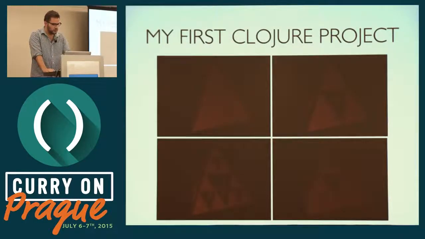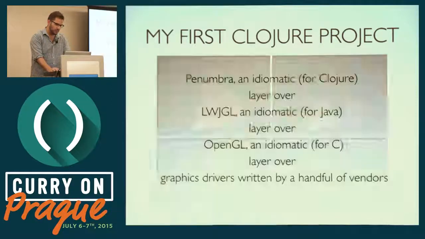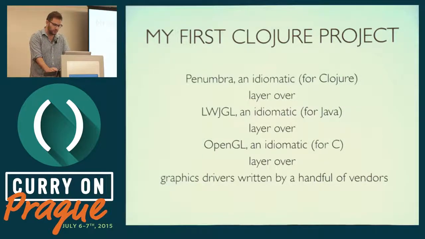So the first Clojure project I ever wrote was an OpenGL library. It was a library called Penumbra. I was very pleased with it until it got kind of large and out of control. It was a layer over a Java library called, oh, yes.